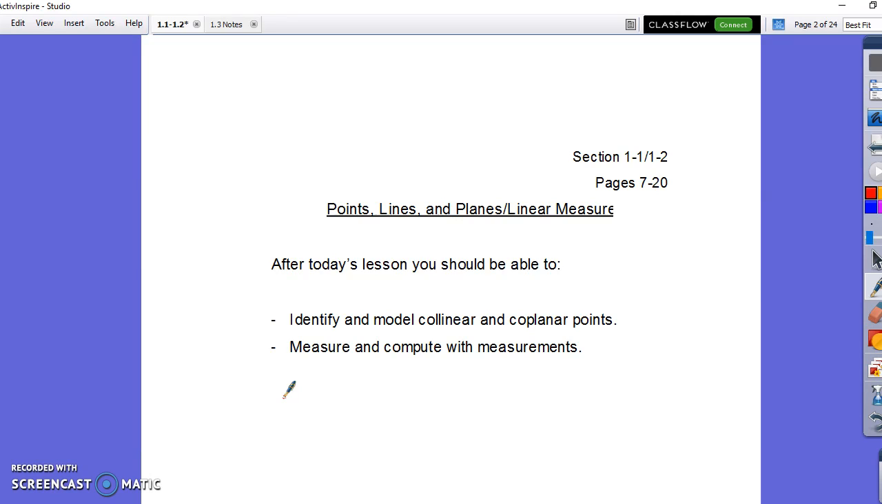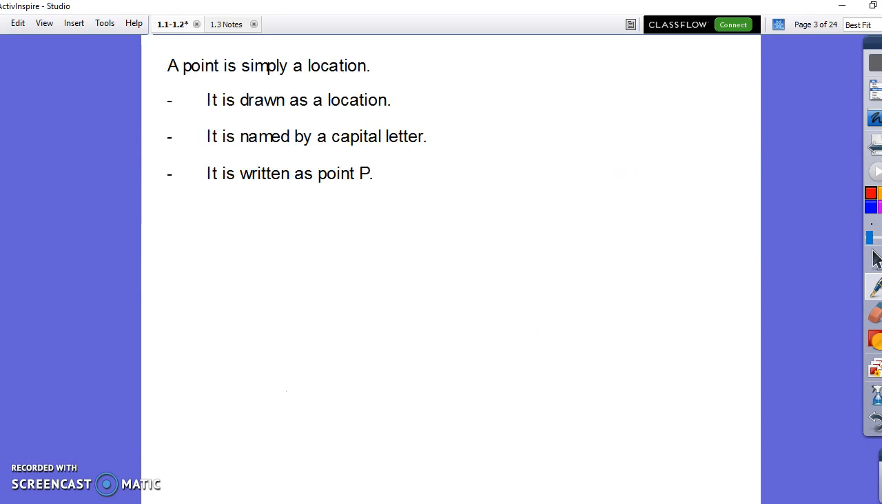That's coplanar, not complanar. Coplanar means they're all on the same plane. Complanar is points that just lie along. Yeah. All right. Anyway, the second part we will measure and compute with measurements. Like I said, I don't think we're going to get to that second bullet point today.